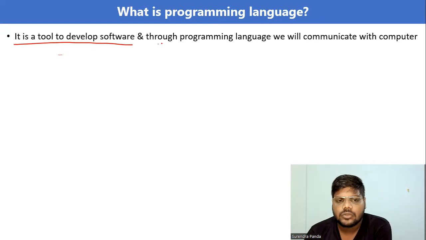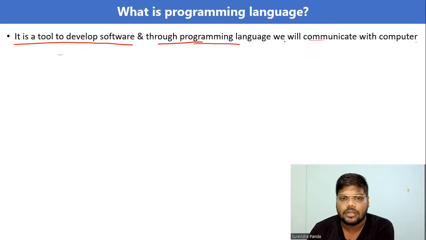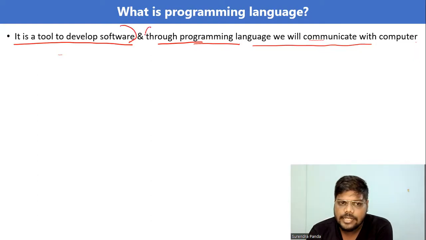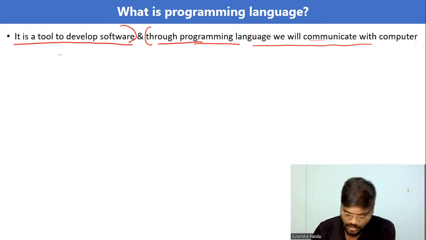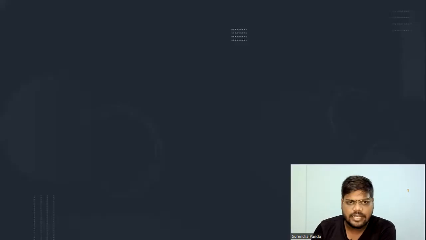Next, sir, through programming language, we can communicate with the computer. Sir, this is a premium word. Programming language means it is a tool to develop software. Second point is what? Through programming language, we will communicate with the computer. If you want to communicate with the computer, you require programming language. Yes, we require. Okay, we will discuss it. Wait one or two minutes, not more than that. Is it clear?